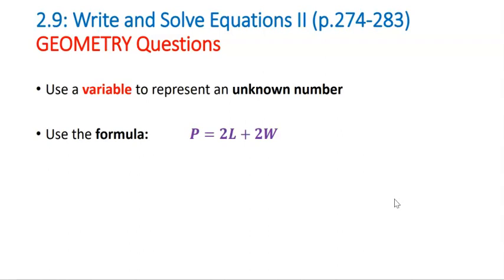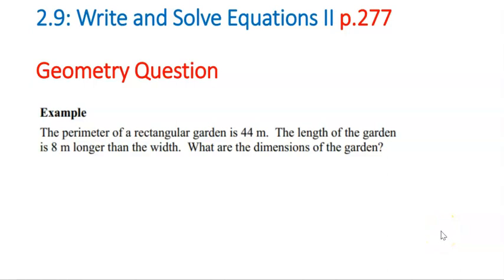For the first example, we're going to use the formula perimeter is equal to 2 times the length plus 2 times the width. Knowing some of our basic formulas or having your formula sheet handy can help you with exercises that have to do with geometry.